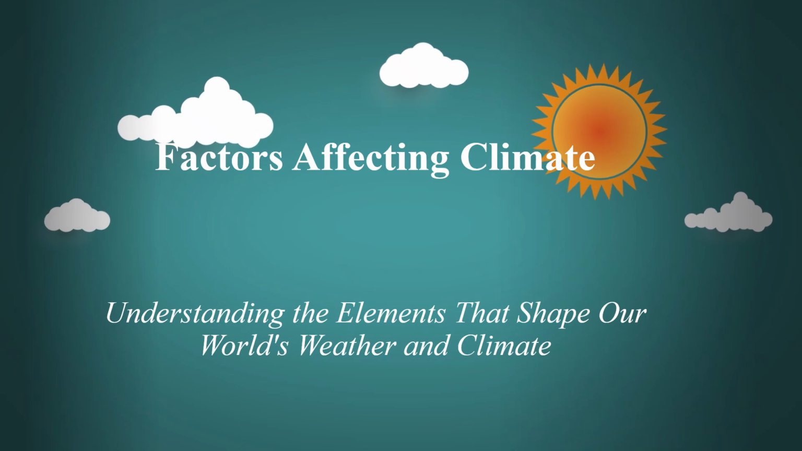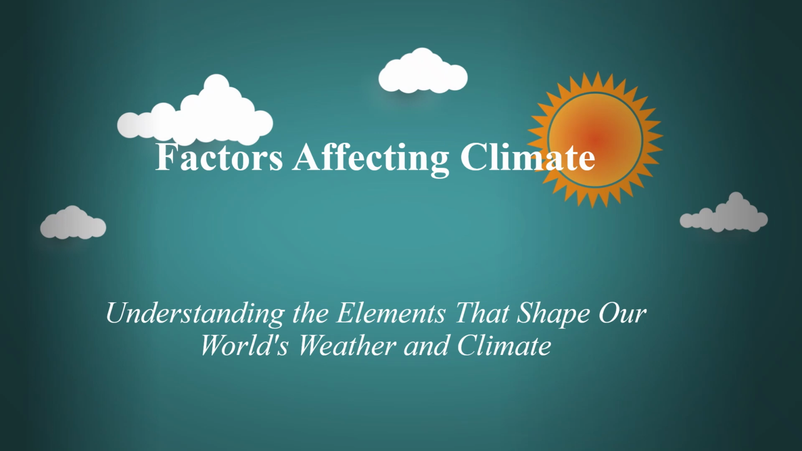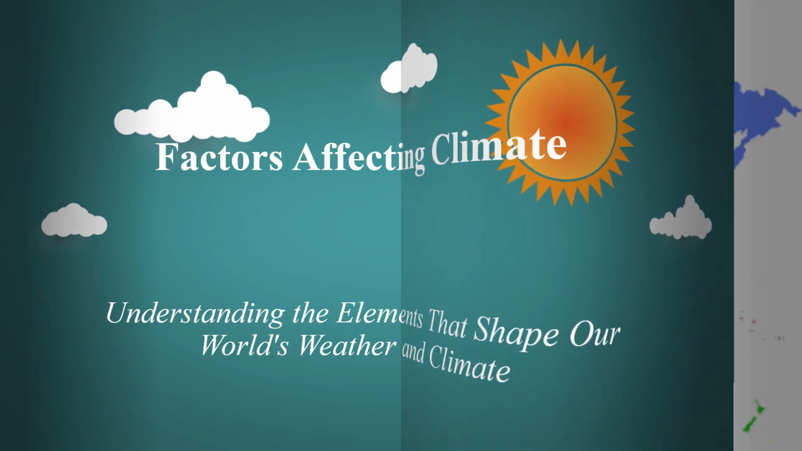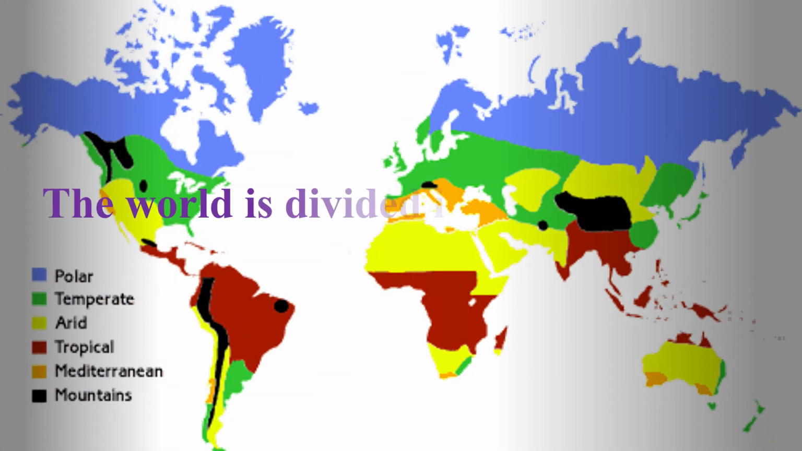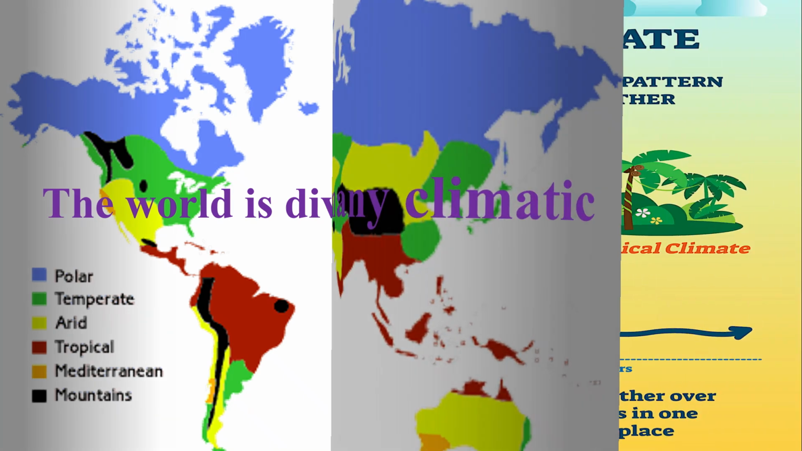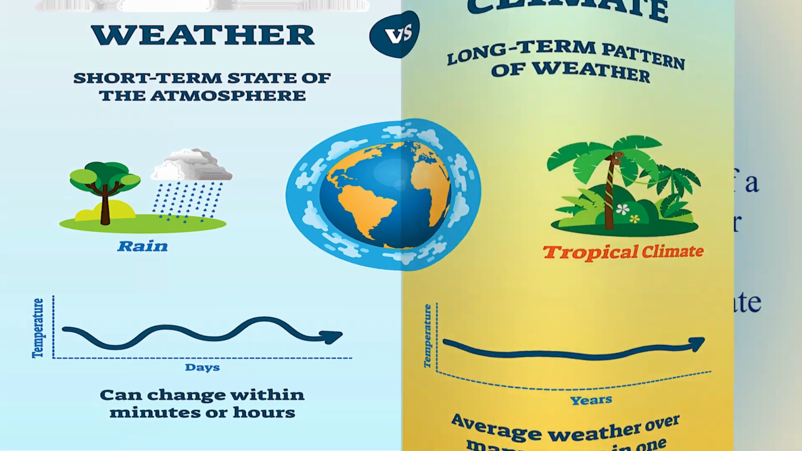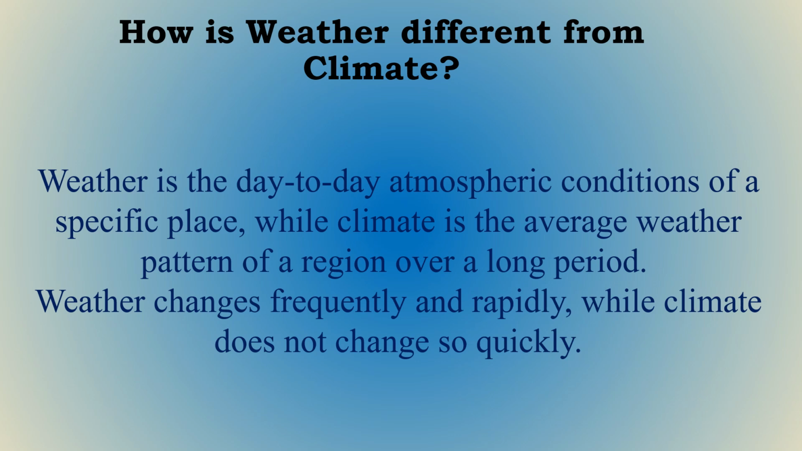Today, we are going to understand the elements that shape our world's weather and climate. We know that the world is divided into many climatic regions. There is a difference between climate and weather. Weather is the day to day atmospheric condition of a specific place, while the climate is the average weather conditions of a region over a long period of time. Weather changes frequently and rapidly, while climate does not change so quickly.